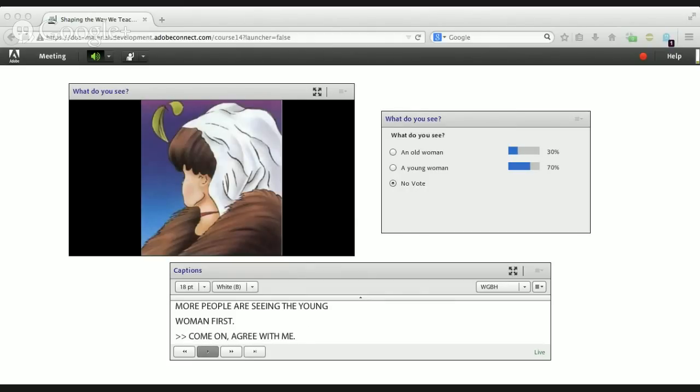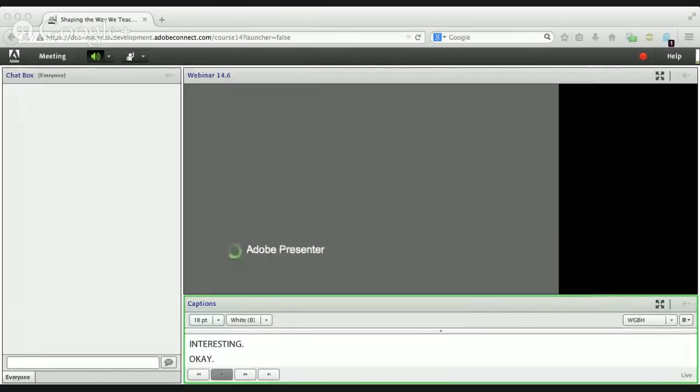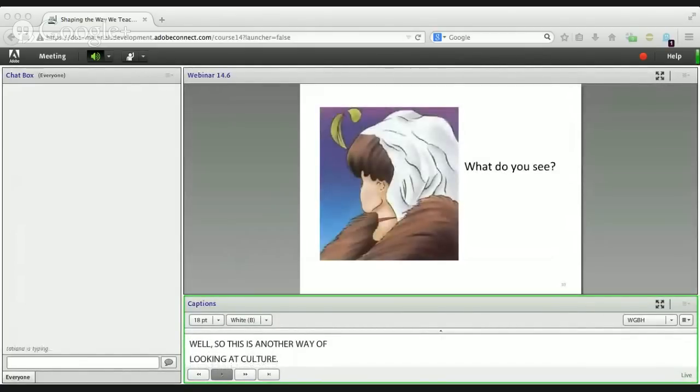Interesting. Okay. Well, so this is another way of looking at culture. Whereas instead of it being visible under the water, we see it, it's there, but we may not know what we're looking at, or we may have to train ourselves to look at it differently, just like in this optical illusion.